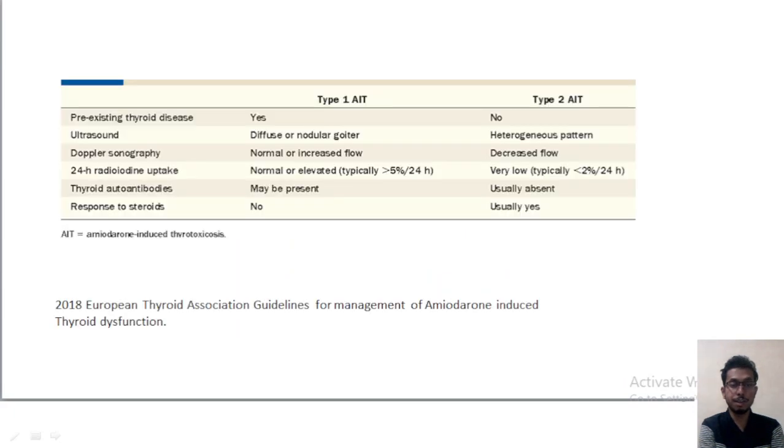Okay, then next, what we need to keep in mind is, once again, the type 1 and type 2 of amiodarone induced thyrotoxicosis. Type 1 is seen in pre-existing thyroid disease, like Graves or subclinical Graves, multinodular goiter or thyroiditis. Ultrasound is another modality that we didn't discuss yet. Ultrasound can help you differentiate between type 1 and type 2 because in type 1 goiter can be identified with ultrasound. Even on clinical examination you may find goiter, which suggests more of the type 1 variety.